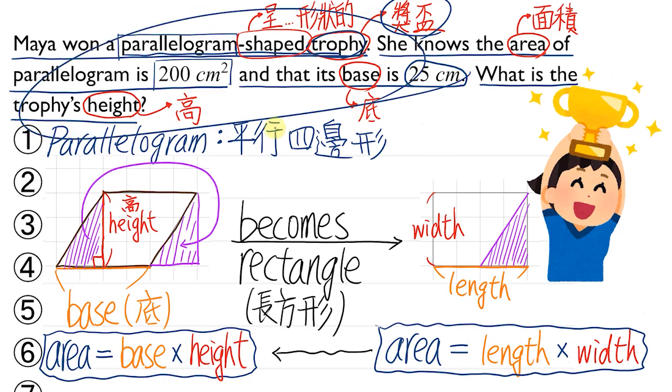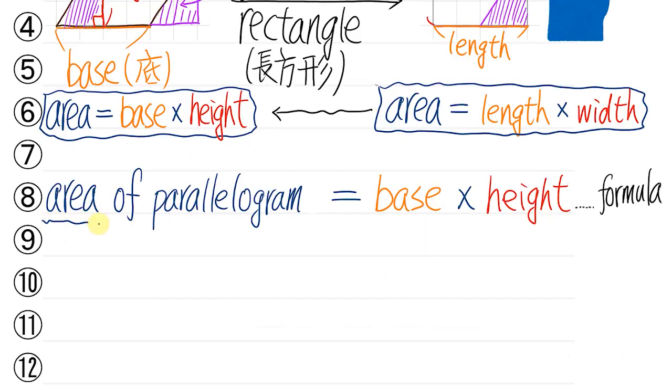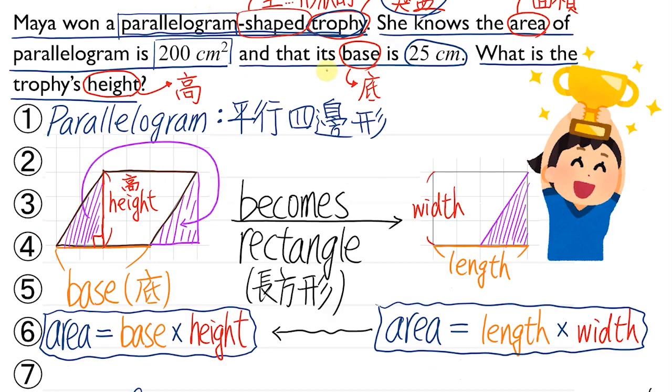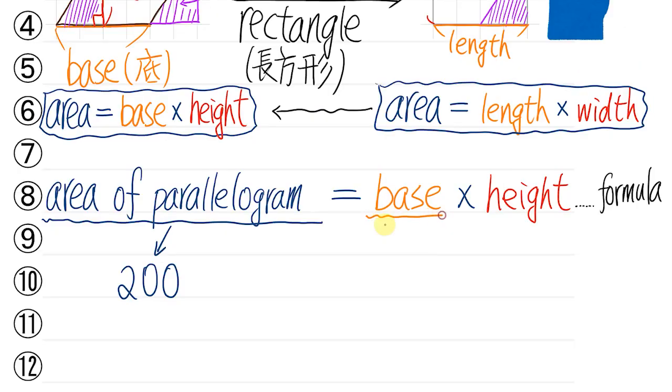Now we can get back to the question. The question told us the area of the parallelogram is 200 square centimeters. So this is 200. And the question also told us that its base is 25 centimeters. And the question wants us to find out about its height. We don't know what it is, so let's give it a box. This box is what we want to find out.